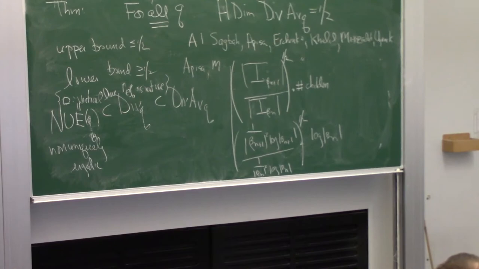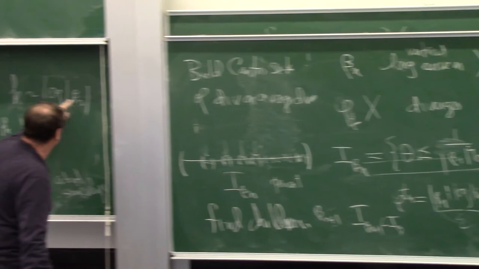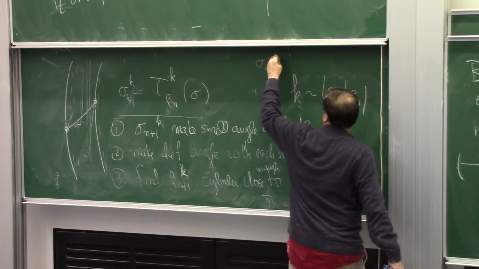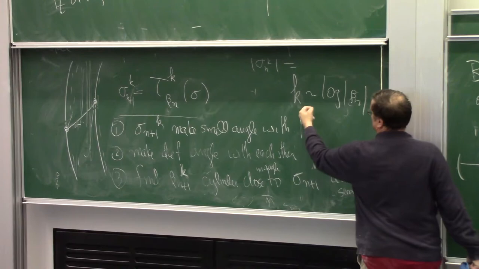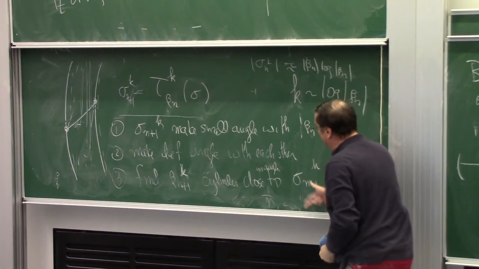Its length was about sigma n. I hope I wrote sigma n down. Sigma n, I twisted log of beta n times, so I should have written this down. Sigma n, its length, I twist about beta n this many times, so the length is about beta n log beta n. So that's about the length of sigma n. And beta n plus 1 is about the same length as that. That was step 3. Okay, so let me plug that in.